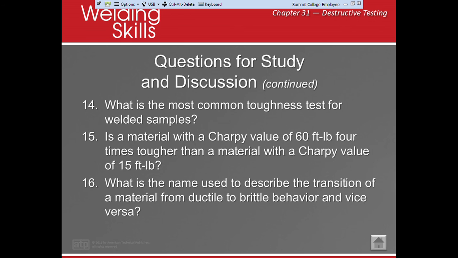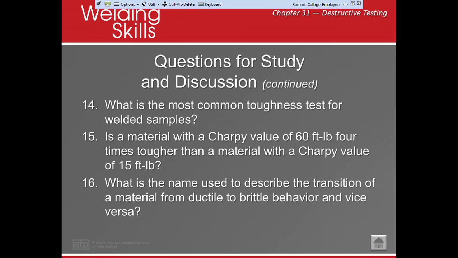So some specifications require a minimum Charpy V-notch for steel products of 15 foot-pounds at the minimum expected surface temperature. But it doesn't mean that the test specimen at 60 foot-pounds is 4 times tougher than the minimum. We're not taking into account how hot or cold it is and how we're going to be using it, okay?